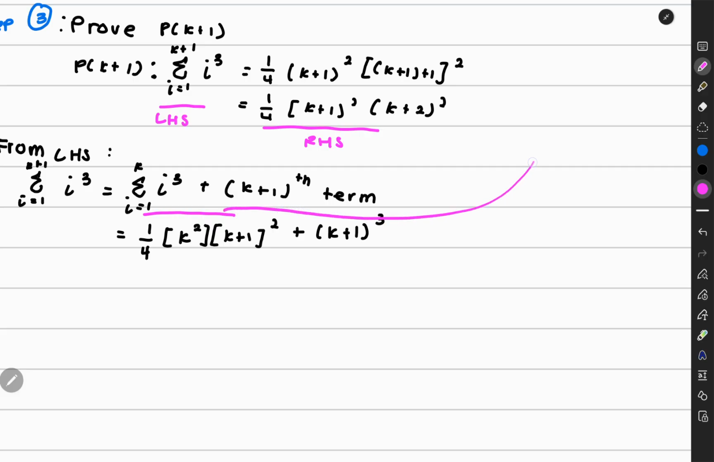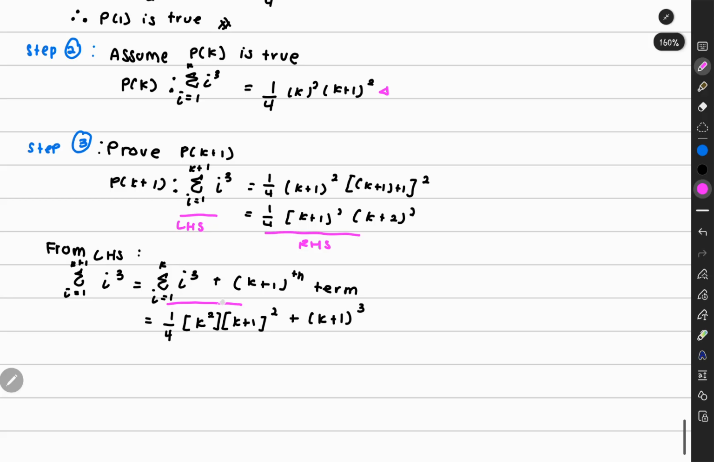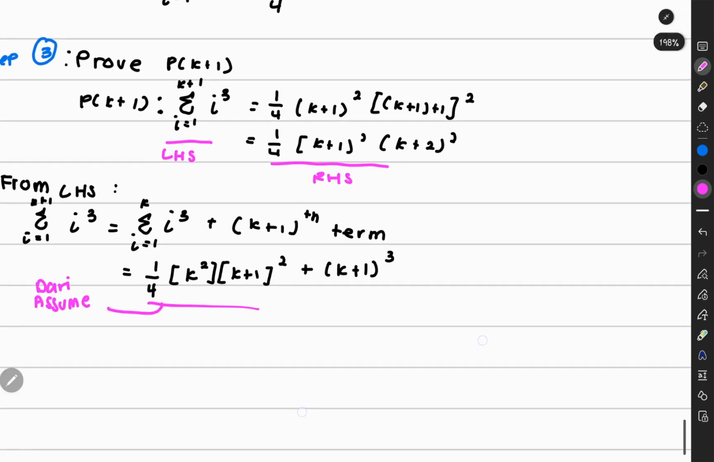I don't think I have the answer, but why don't you try? We want to make sure that it reaches the right-hand side of your P of k plus 1. Don't expand, because if you expand it becomes complicated. Try to find a common factor, can you? Find the common factor. What is it? What can you take out here?